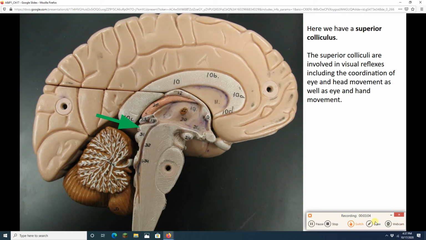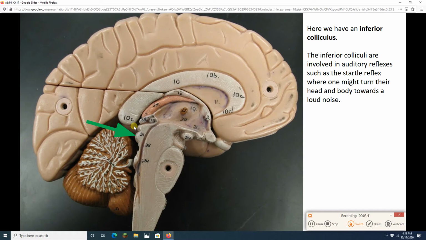All right, here is a superior colliculus. It is this uppermost bump on the posterior midbrain. It's part of the tectum. It's part of the corpora quadrigemina. It is involved in visual reflexes. Best thing to imagine is someone is throwing you a ball and they're lobbing it up, and you're kind of moving your head and your hands and you're following that ball to catch it. You're using your superior colliculi to do that. All right, it's going to coordinate the movement of your eyes and your head, and your eyes and your hands.